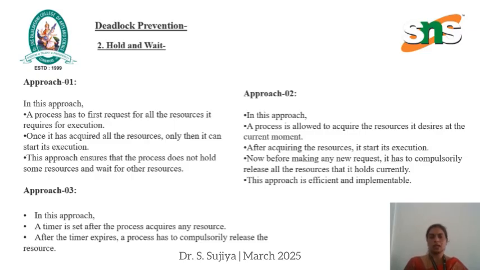In approach 3, a timer is set after the process acquires any resources. After the timer expires, the process has to compulsorily release the resources. So the difference is: in approach 1, we request the resources prior to completing a task; in approach 2, before making a new request, all the resources held by the previous task have to be released; and in approach 3, a timer is allocated. If the process has not completed in the given time, the resources are forcefully removed from the process and given to another process. These are the three approaches suggested for hold and wait.